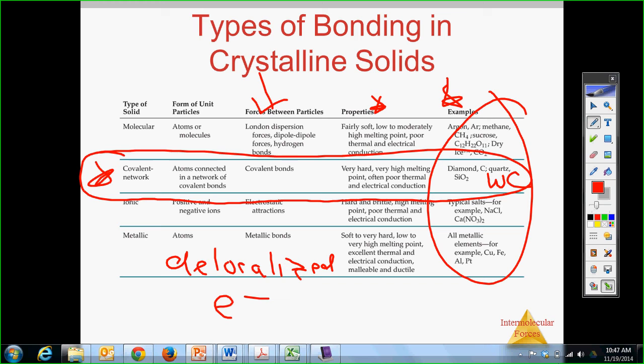solid. These are the two. Anytime you see a group 4 element, carbon or Si, a red flag should go off that that's going to be some type of covalent network solid 90% of the time. Carbon or silicon. Okay, here we go.